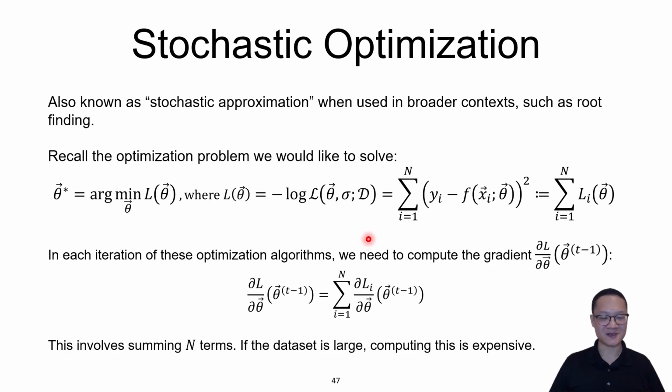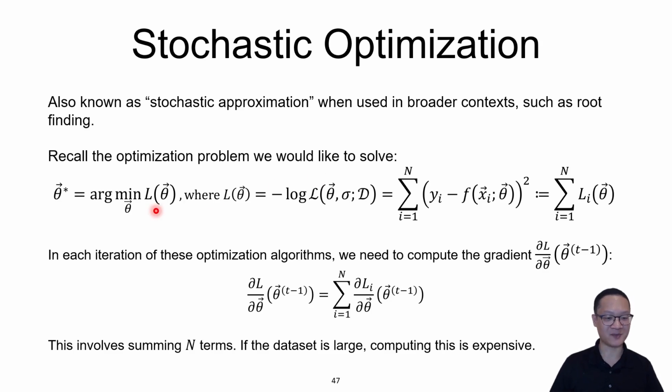So stochastic optimization, sometimes called stochastic approximation, is basically using some randomness to improve the computational efficiency. And sometimes even the randomness helps us find the optimal solution.